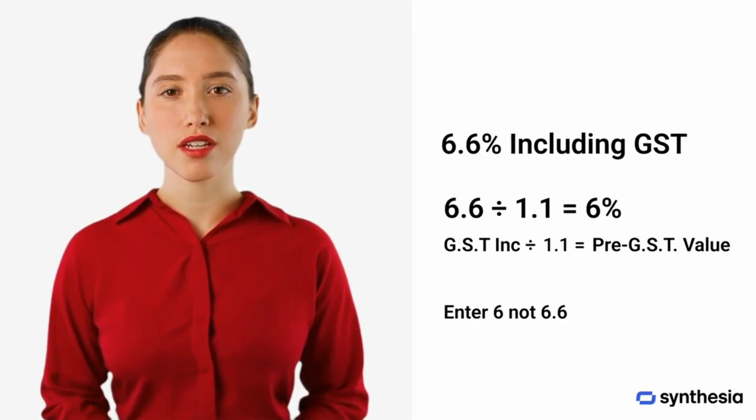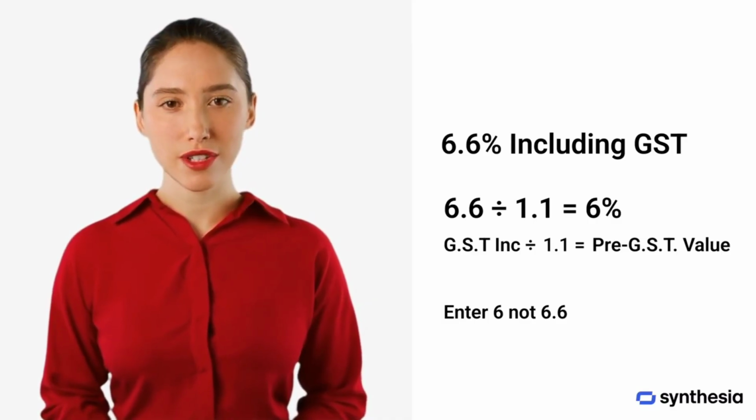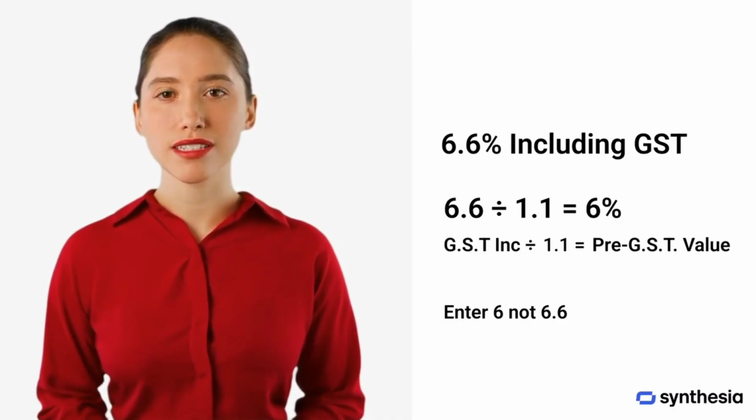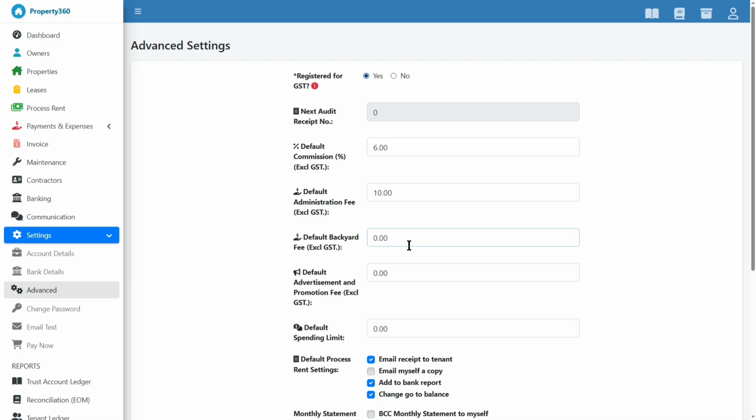For example, if your GST inclusive amount is 6.6%, the pre-GST amount would be 6%. The software requires all amounts to be entered exclusive of GST and will automatically calculate the GST for you. These default settings help streamline the process when adding properties, while still allowing individual customization later on.